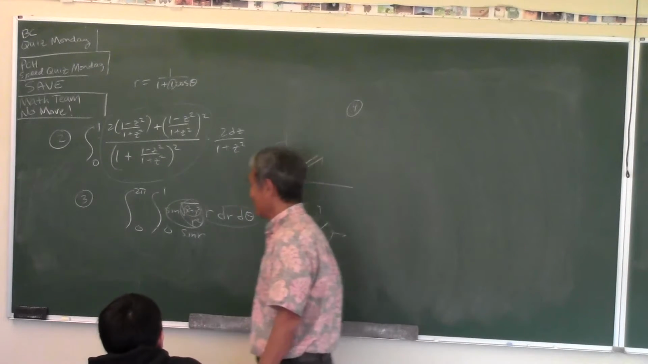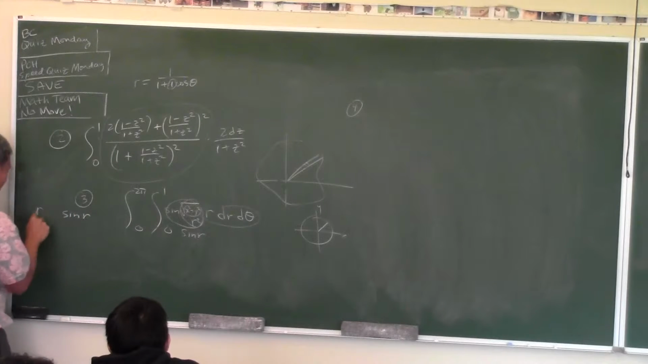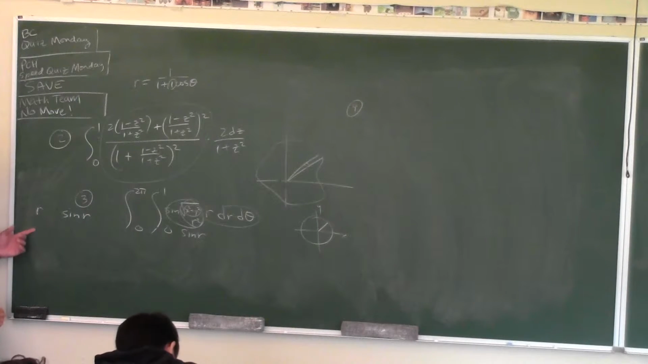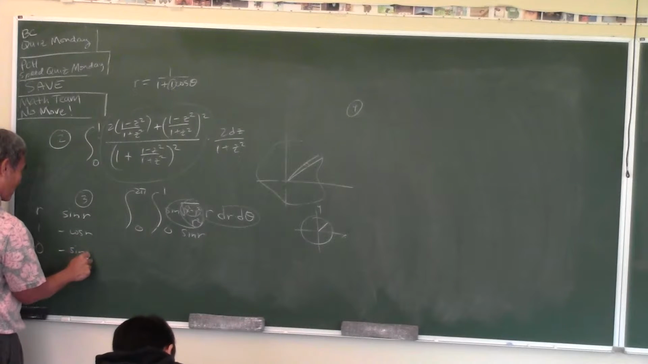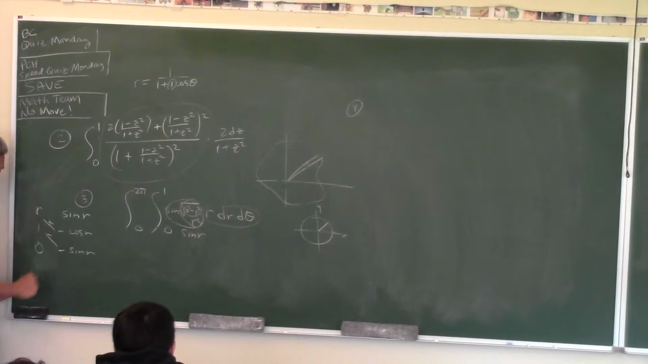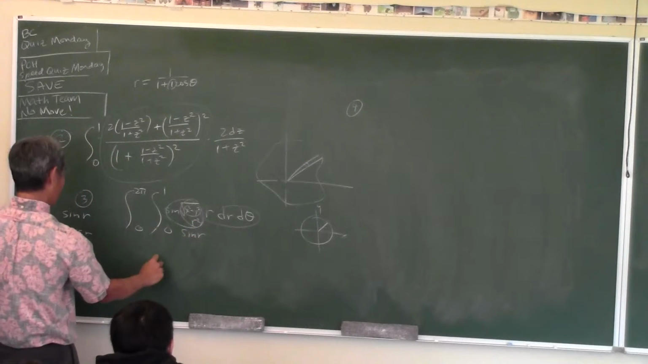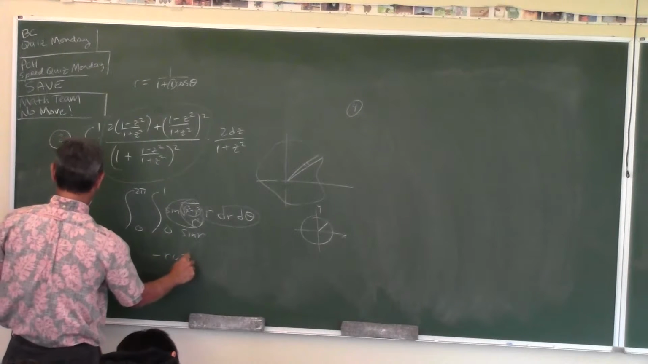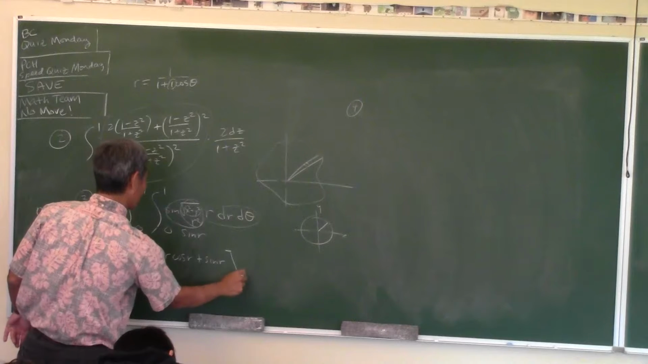Okay, let's do a quick review. In this column here, you take derivatives, so r, 1 and 0. In this column, you do antiderivatives, so that would be negative cosine r, negative sine r, and then you alternate plus and minus signs. Is that familiar? So the antiderivative of r sine r is going to be negative r cosine r plus sine r. And then you go from 0 to 1.